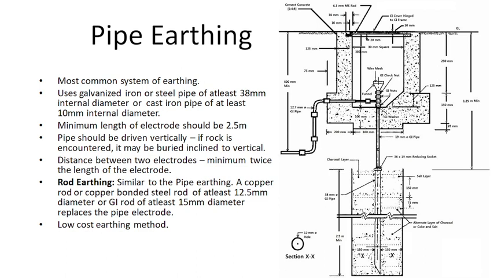You are familiar with these things, pipe earthing as well as plate earthing. Pipe earthing is the most common type of earthing. Galvanized iron or steel pipe of at least 38 mm diameter or cast iron pipe of at least 10 mm diameter is used. The minimum length is 2.5 meters. That is the length of this electrode is 2.5 meters. Then the pipe is normally driven vertically.